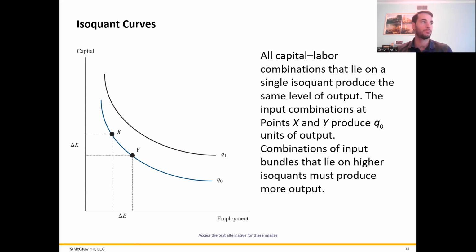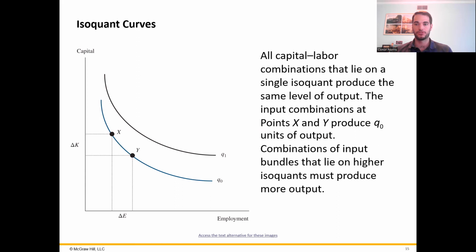The only thing is how much labor do they want to put in versus how much capital they want to put in. So if a firm wants to produce 1,000 units of a product, they can choose to use a lot of capital and a small number of workers, somewhere up here, or they could choose to use a lot of workers and a small amount of capital, which would be down here.